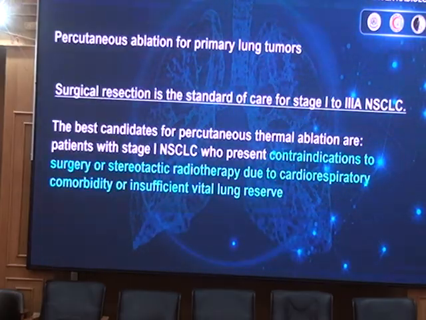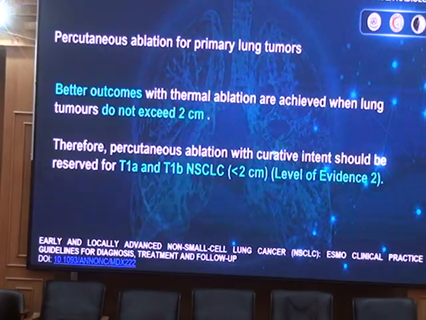Indications. For primary lung tumors, surgical resection is the standard of care for stage 1 to 3A non-small cell lung cancer. The best candidates for ablation are patients with stage 1 non-small cell lung cancer who present contraindications to surgery or radiotherapy due to cardiorespiratory comorbidity or insufficient vital lung reserve. Better outcomes are achieved when lung tumors do not exceed 2 centimeters. So, percutaneous ablation with curative intent should be reserved for T1A and T1B non-small cell lung cancer less than 2 centimeters.